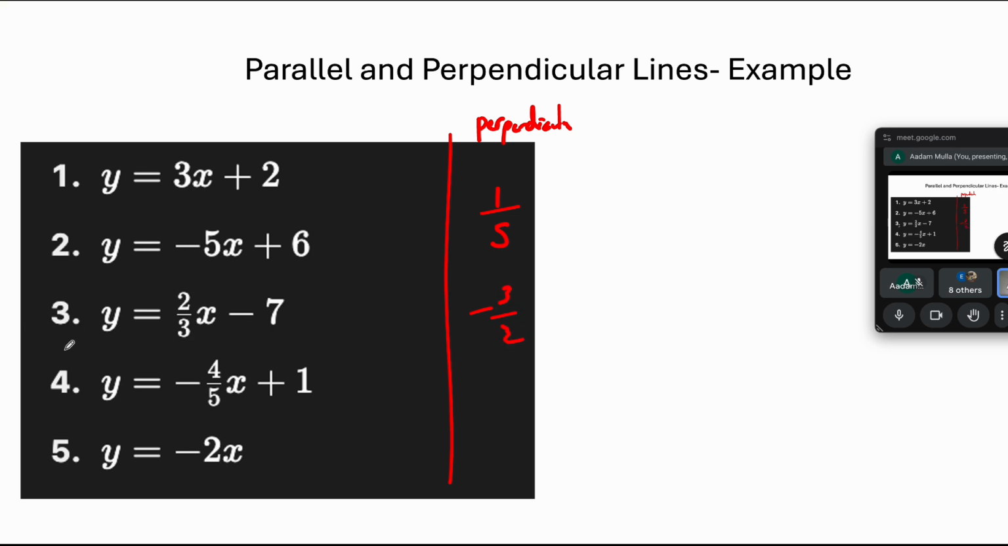I'll just show you an example using number 3. So this is our original equation. Y equals 2/3 x minus 7.